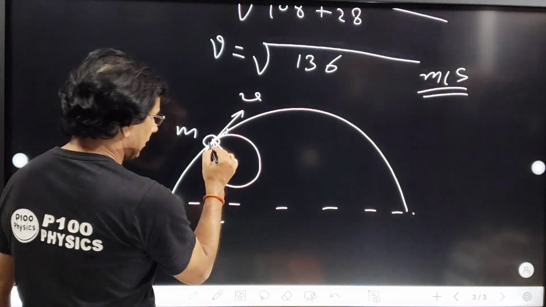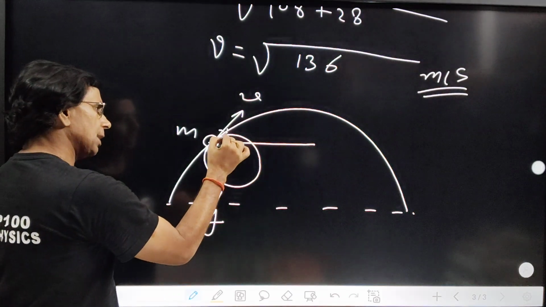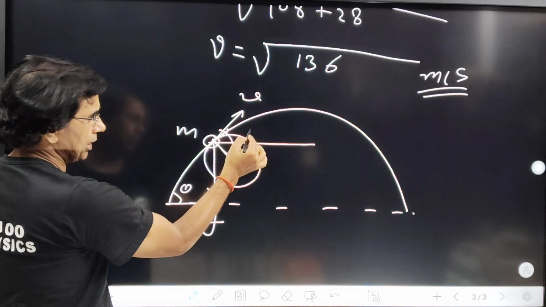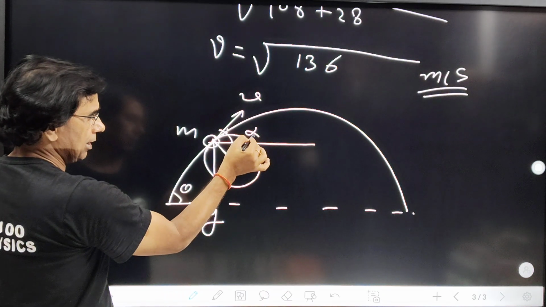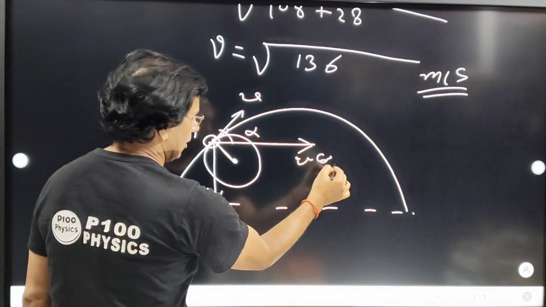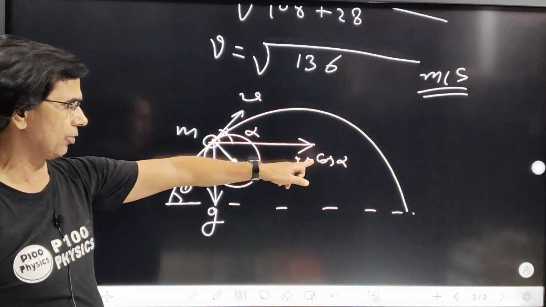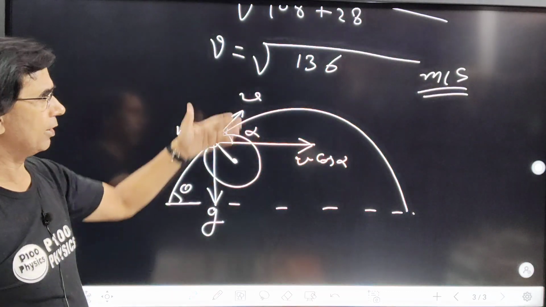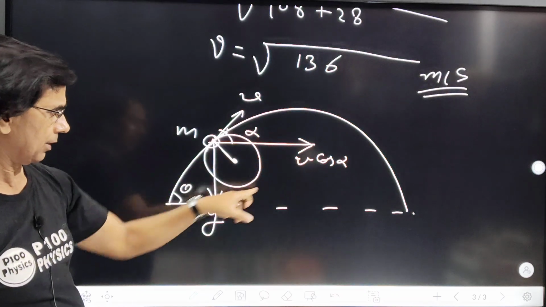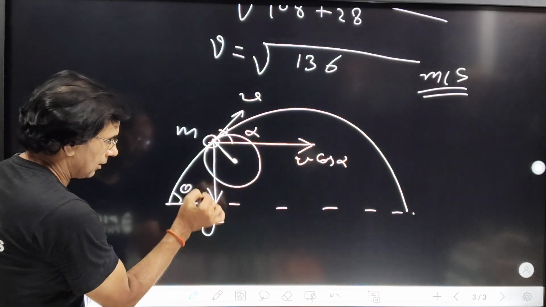Since this is g, let us draw a horizontal line. Suppose this angle is alpha, and the velocity here is v, so the horizontal component will be v cos alpha. The horizontal component here and here will both be constant, so v cos alpha is always constant.